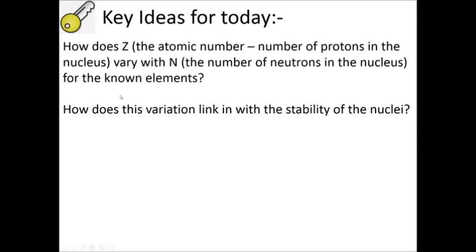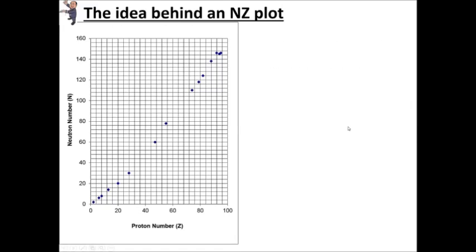So how does this variation link in with the stability of the nuclei? Graphically you will see how this helps us to understand what's going on. So this is the basic NZ plot. If you look at the graph, I've got neutron number up the y-axis and proton number along the x-axis. Neutron number has the symbol N, proton number has the symbol Z, and if you remember from the previous videos, the mass number has the symbol A.